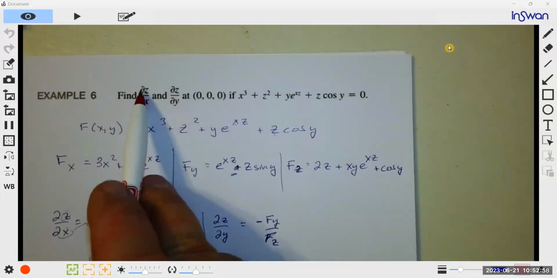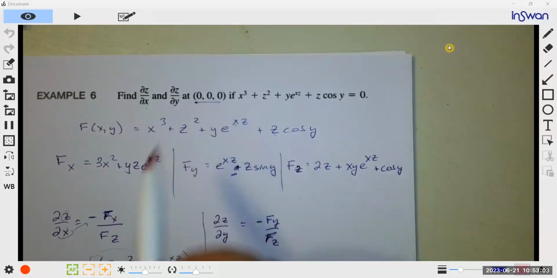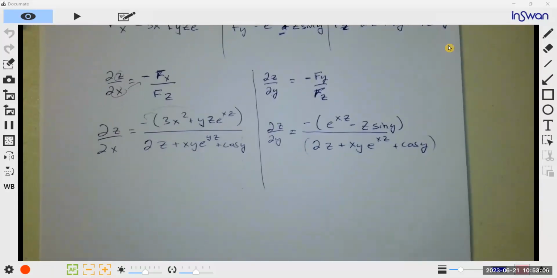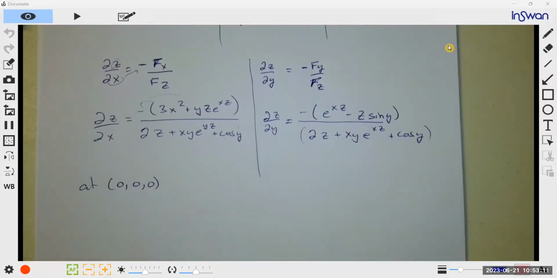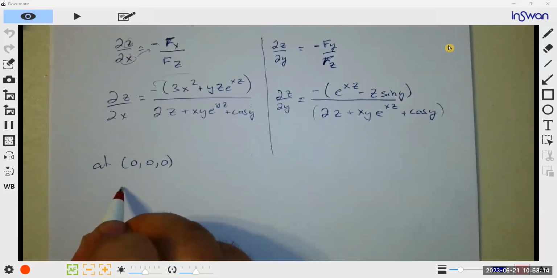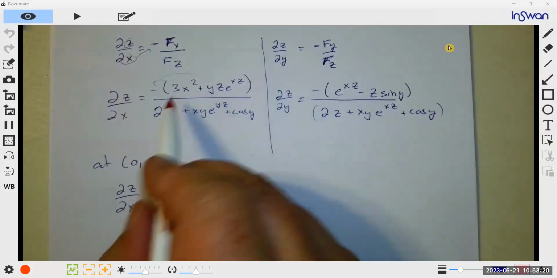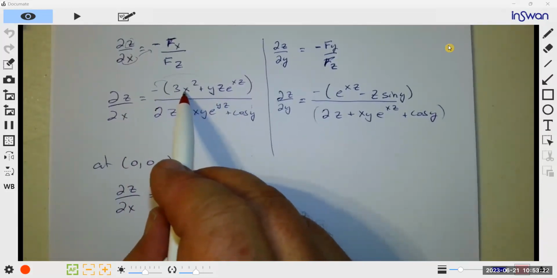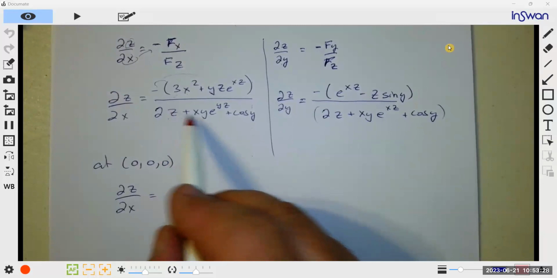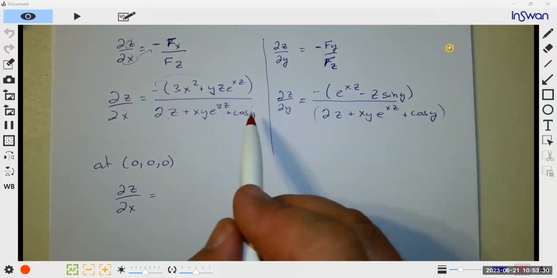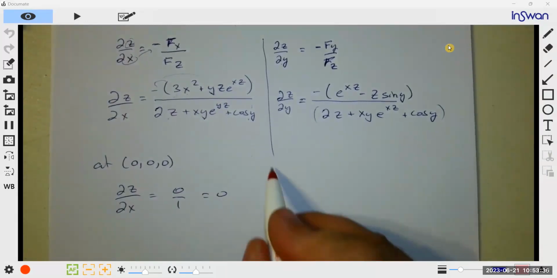We found dz/dx and the partial dz/dy at 0, 0, 0. So at 0, 0, 0, dz/dx. So x, y, and z are all 0. So that becomes 0. That becomes 0. That becomes 0. That becomes 0. And that becomes 1. So we have 0 over 1, which is 0.